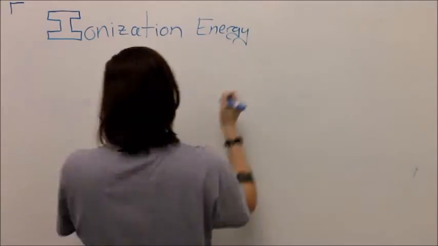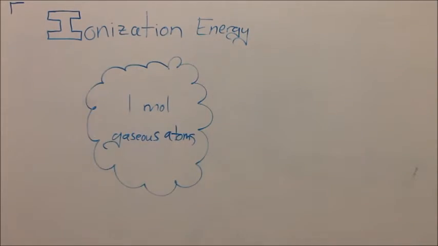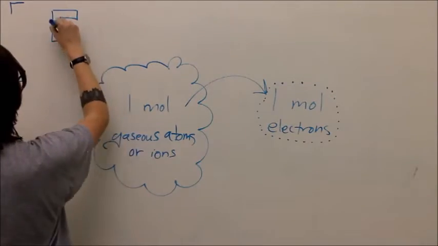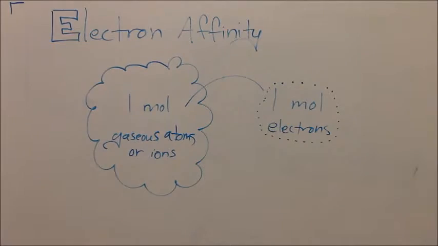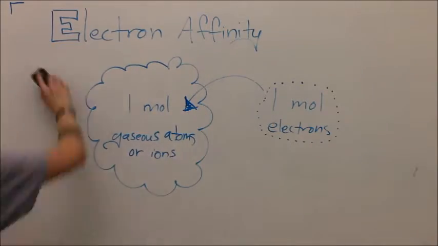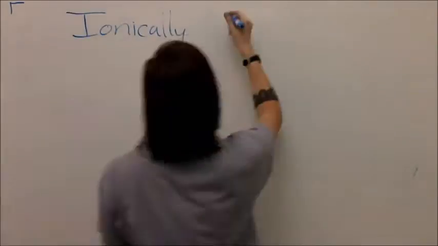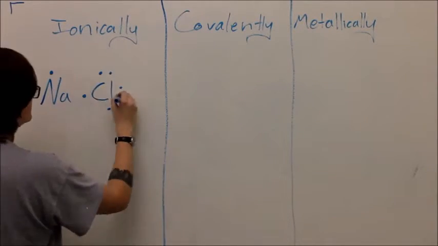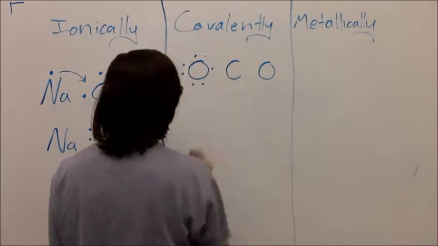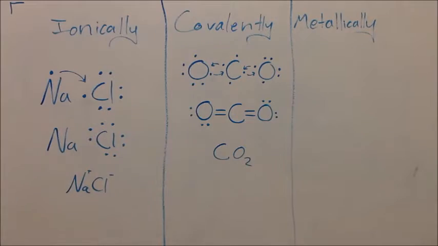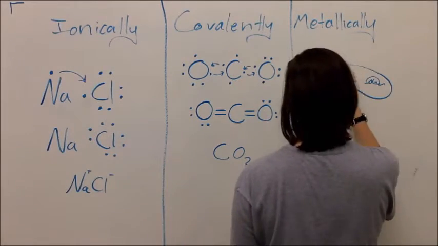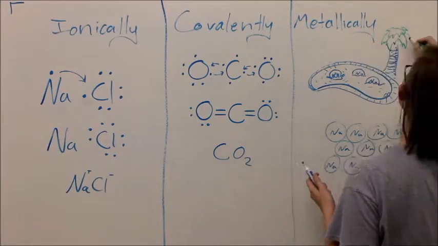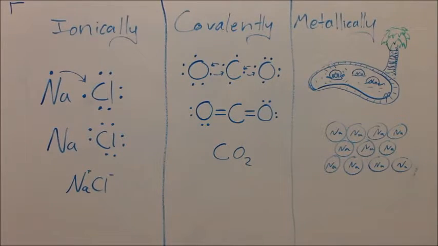Ionization energy is the energy required for the complete removal of 1 mole of electrons from 1 mole of gaseous atoms or ions. Electron affinity is the energy change accompanying the addition of 1 mole of electrons to 1 mole of gaseous atoms or ions. Atoms generally bond either ionically, covalently, or metallically. Ionic bonding involves electron transfer. Covalent bonding involves electron sharing, and metallic bonding involves the sharing of valence electrons in a metal pool of electrons that flow between and around each metal ion core.